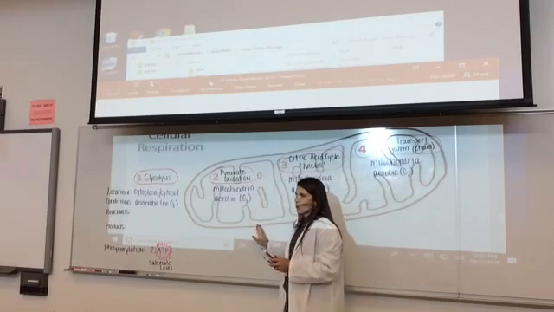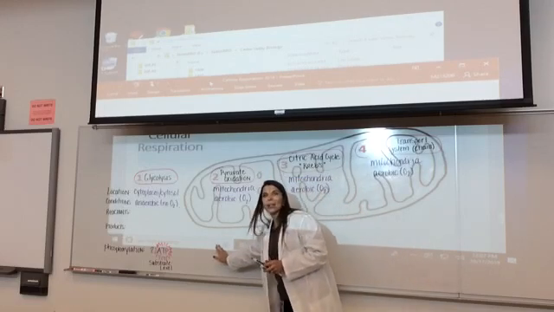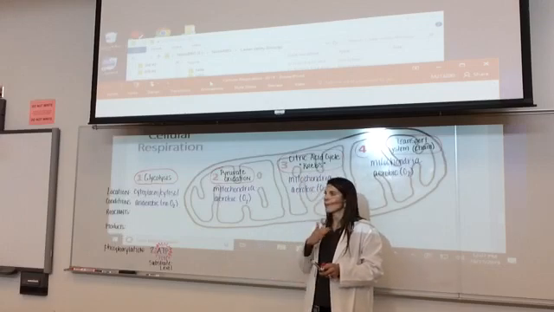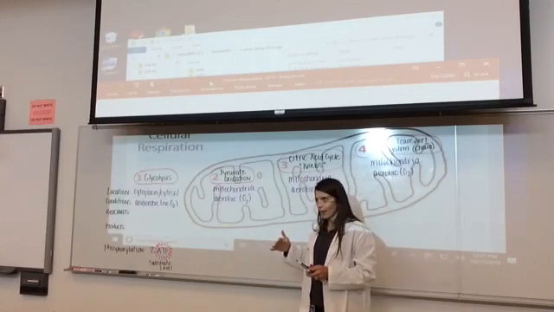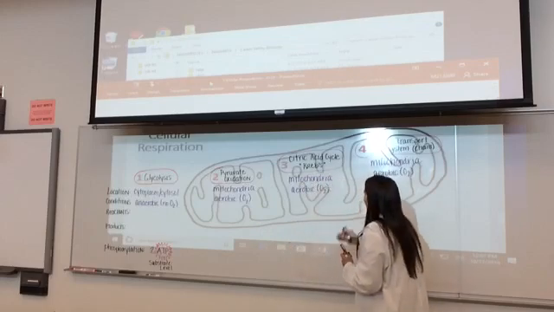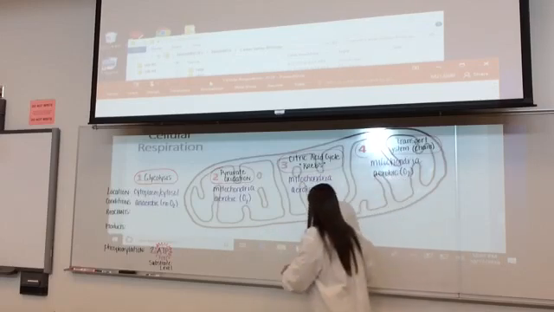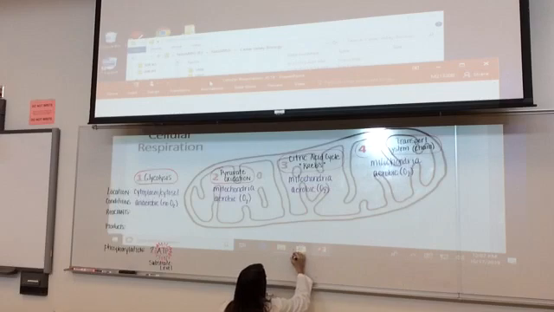In step 2, no ATP is made. In step 2, no ATP is made. Moving on to step 3, an additional 2 molecules of ATP are created. And this is also substrate level phosphorylation.